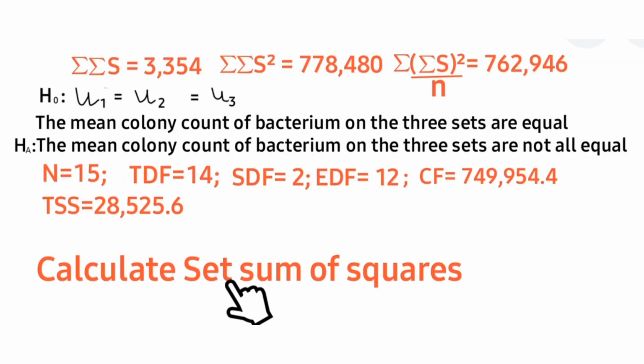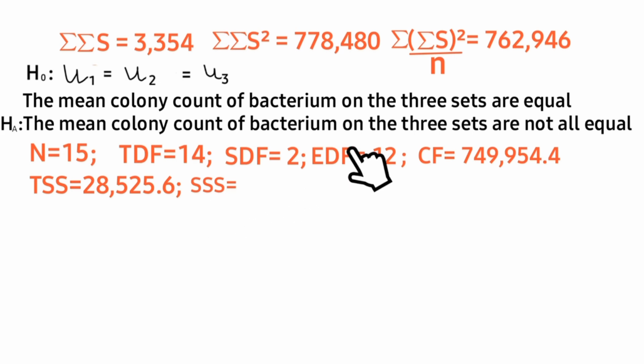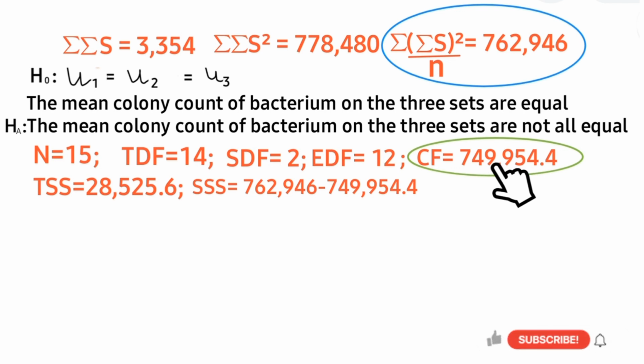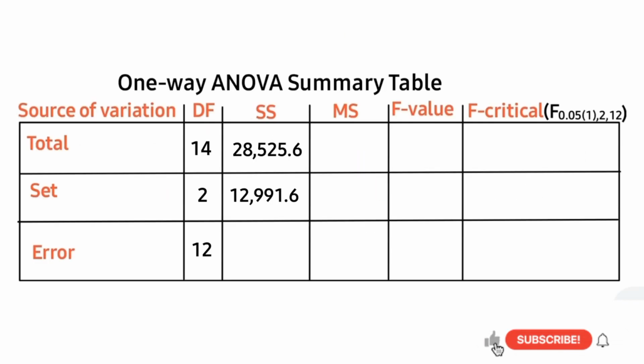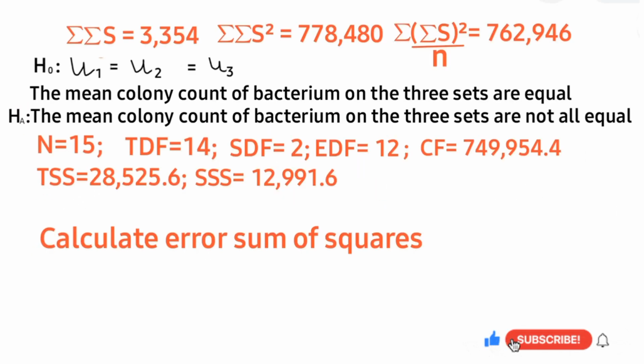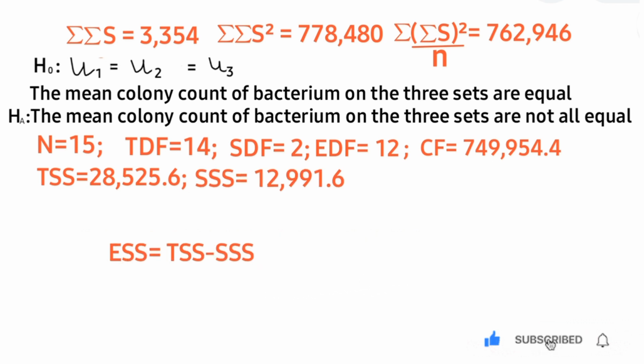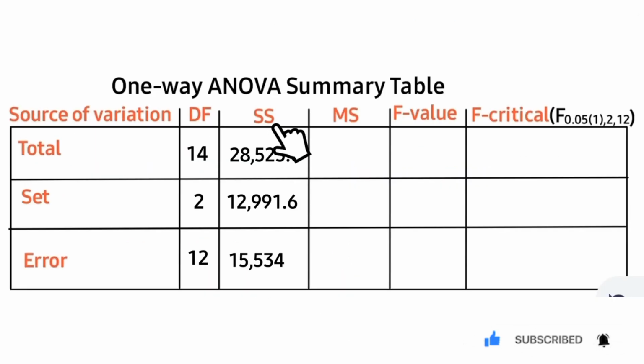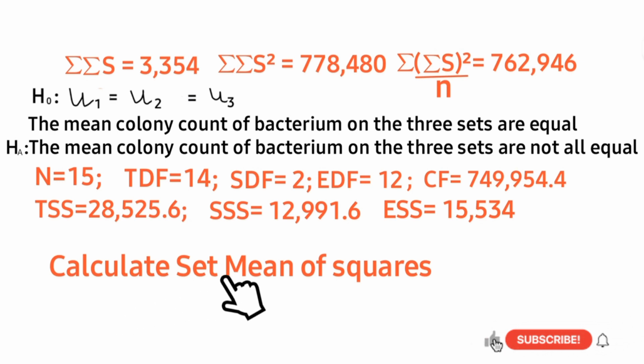Calculate set sum of squares. Set sum of squares will be equal to this value here minus the value of correction factor, which gives the set sum of squares. Calculate error sum of squares. Error sum of squares equals total sum of squares minus set sum of squares. Error sum of squares.